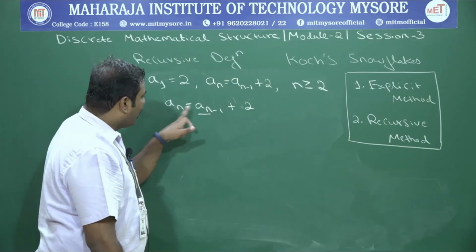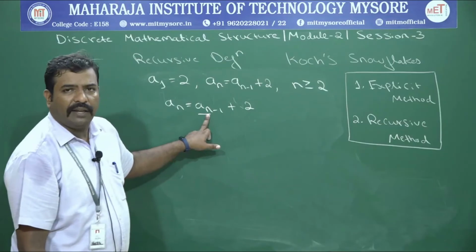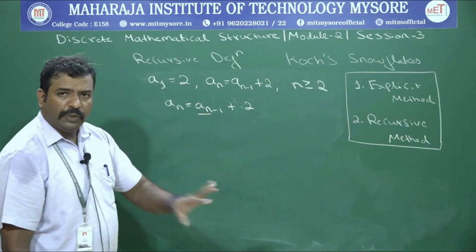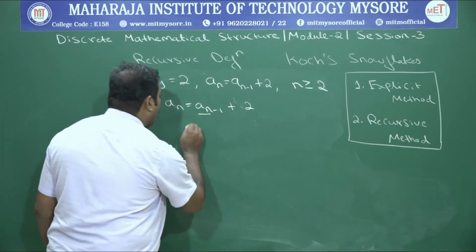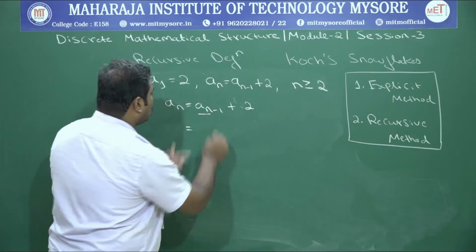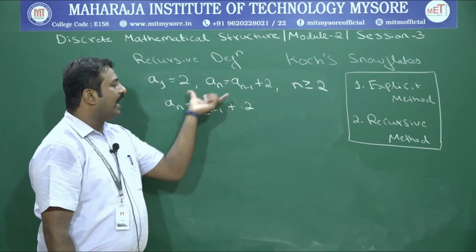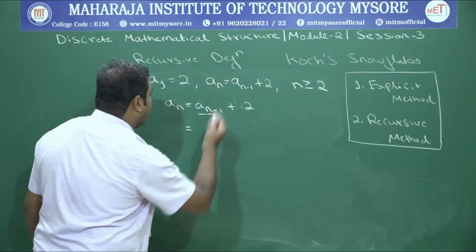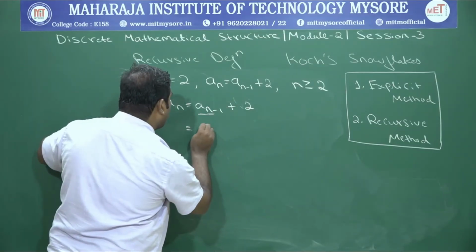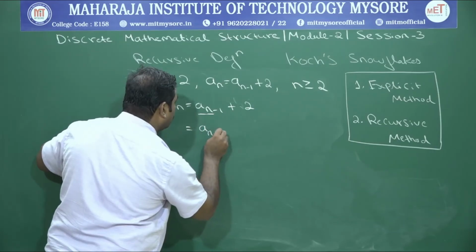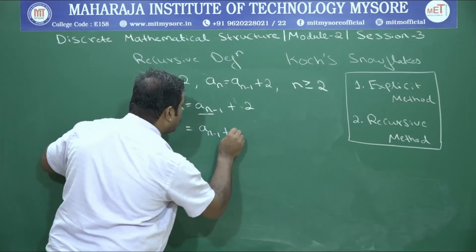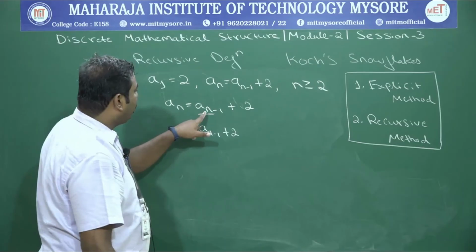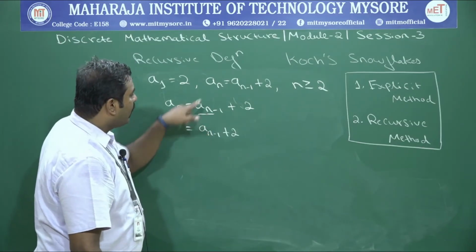So I know what is an, and I need to replace this an with what I know at this point of time. Hence, now if I am going to replace an, so what is an? An is an minus 1 plus 2. Yes, now just replace only this an now. An is an minus 1 plus 2. Fine. So I am just replacing this an.